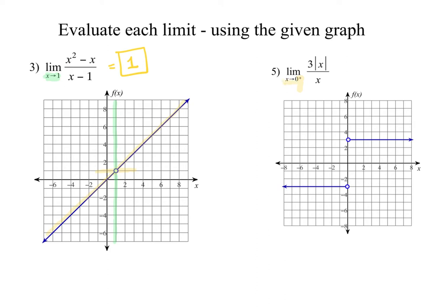And so as x approaches 0, well, x is 0 right here on the y-axis. And so if I'm coming from the right-hand side, my y value is this right here, and it is approaching that 3, where that particular hole is. And so my limit as x approaches 0 from the right-hand side is going to be 3.